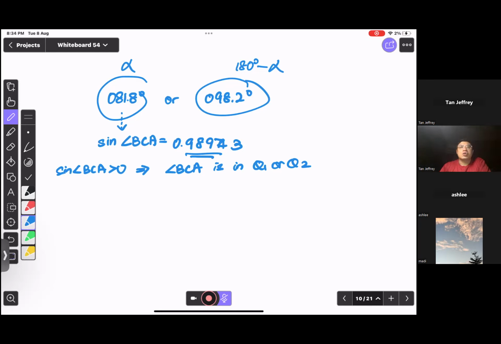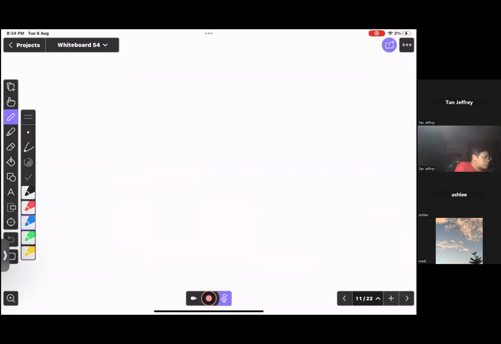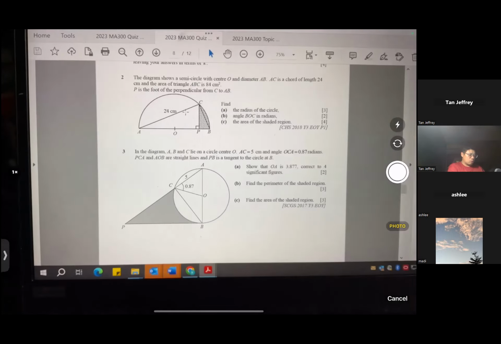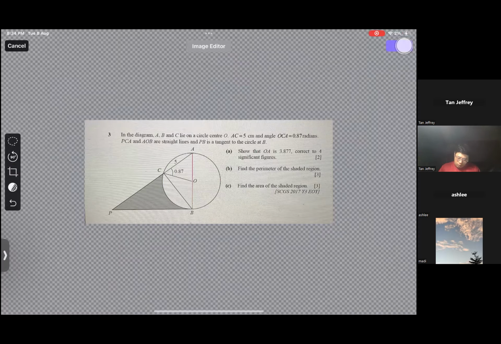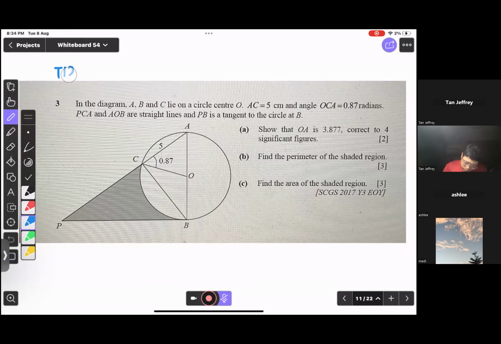Then next, I will look at your next question, which is topic 12, 3C. Okay, so this is topic 12, 3C of the revision package. I'm supposed to find the area of the shaded region.